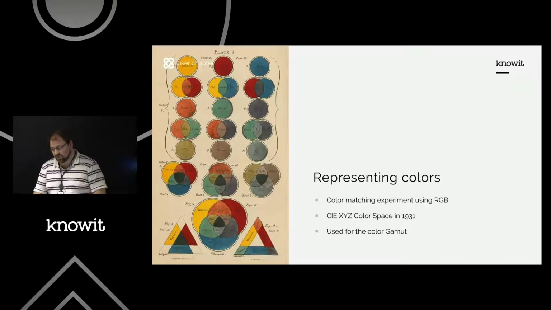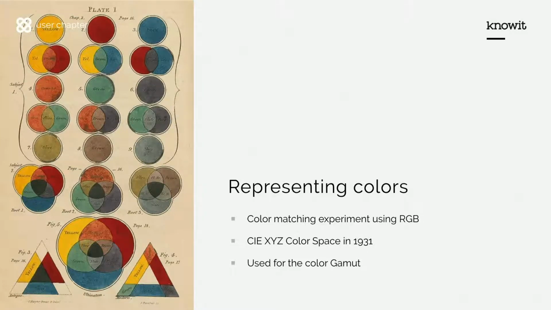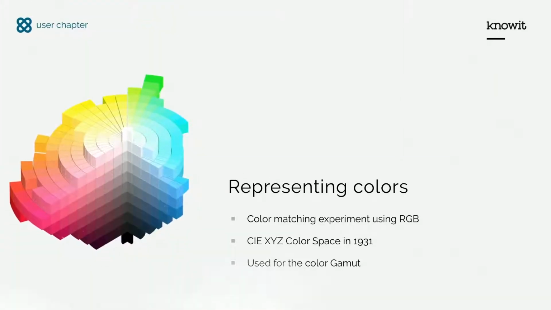Later, you had what's called the Commission on Illumination. They actually have a commission for that. They made the CIE XYZ color space, which is a combination of the RGB color space and what's called, I don't remember its name, it's not that important. But later, you have this one.